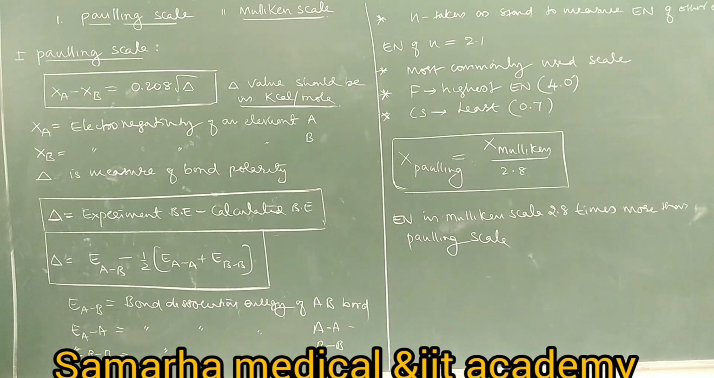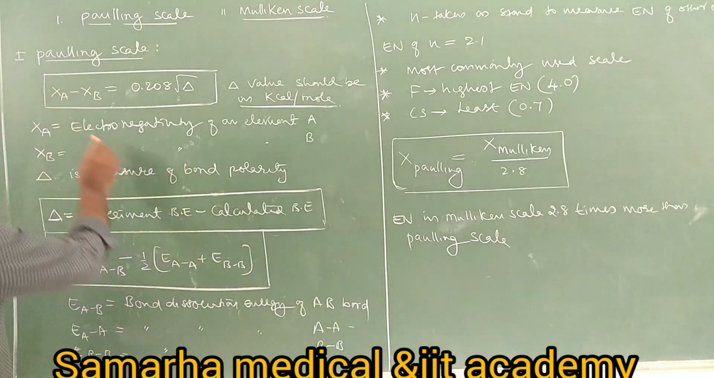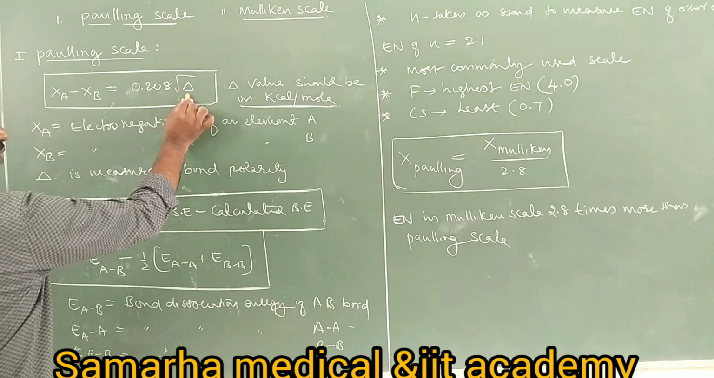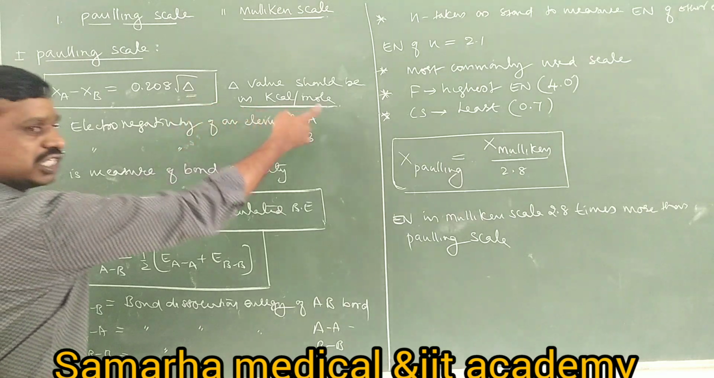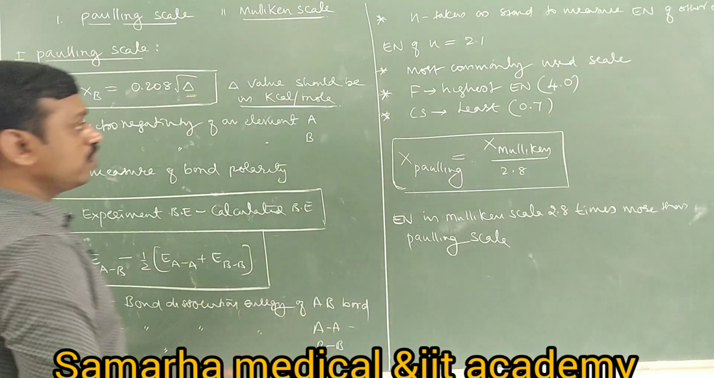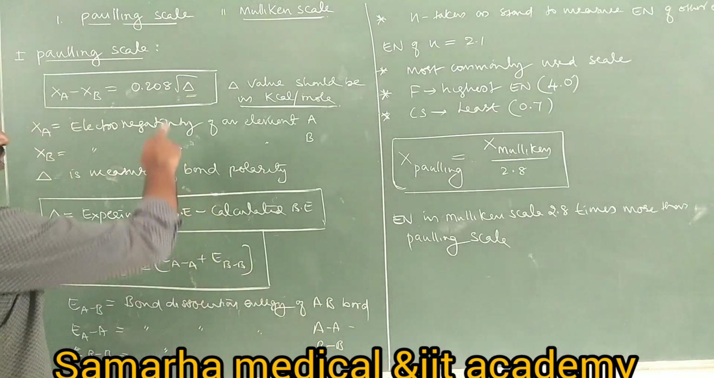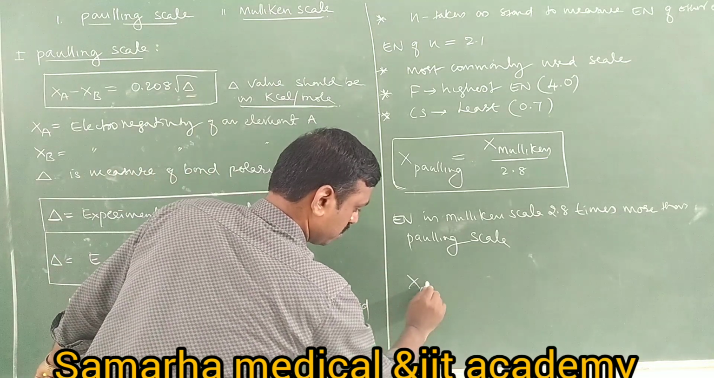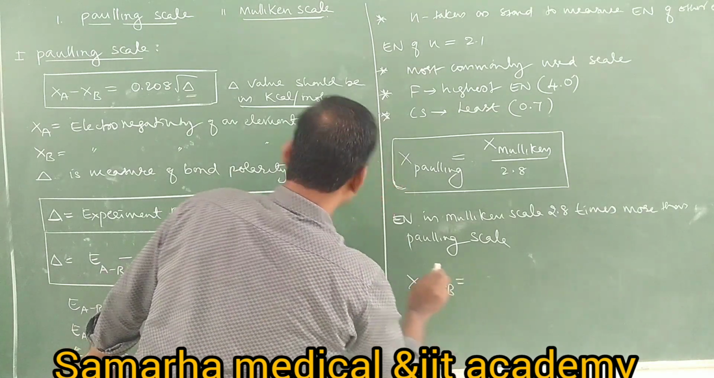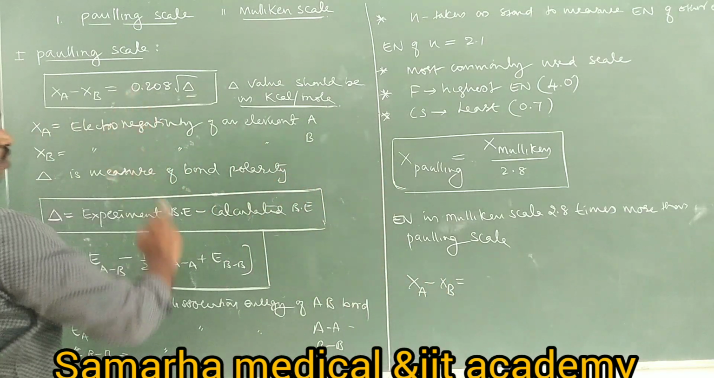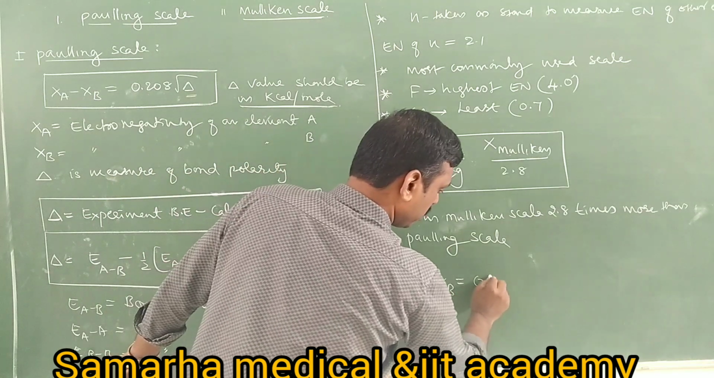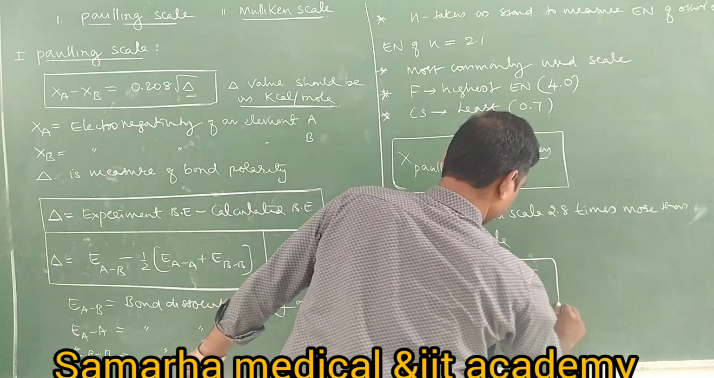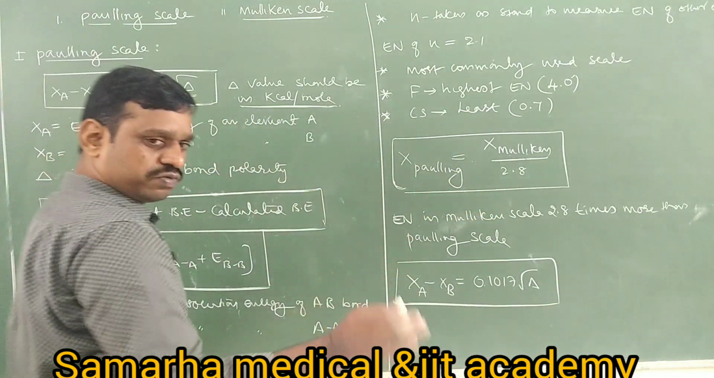There is another formula in Pauling scale only. See here, XA minus XB is equal to 0.208 under root delta. This formula can be used when delta is given in kilocalories per mole. When delta is given in kilojoules per mole, you can convert it, but you can take a formula directly, since conversion takes time. XA minus XB is equal to 0.1017 under root delta.